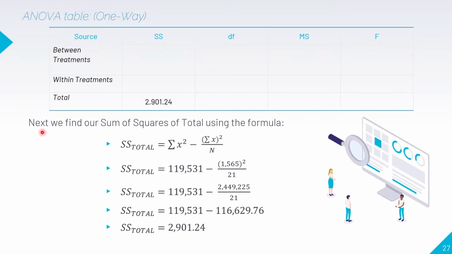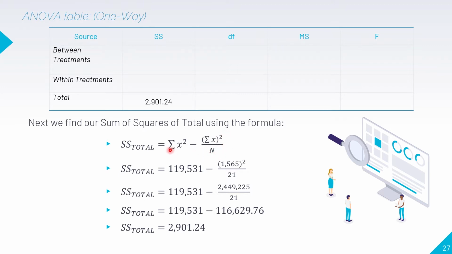Now, let's go to our ANOVA table, one-way. So, we have source, the SS, DF, MS, and F. In which our source, we have the between treatments, the within treatments, and the total. Now, we find our sum of squares of total using the formula: the summation of X squared minus the summation of X, squared, and then divide it by N.